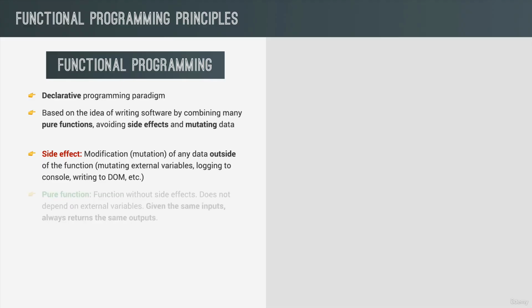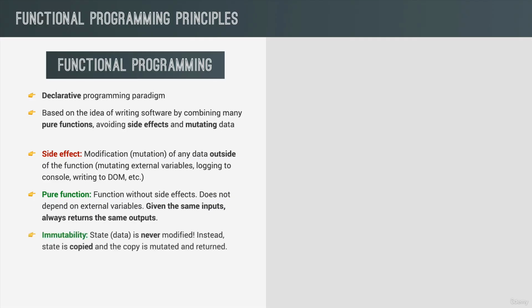Now, next up, a pure function is a function without side effects. So, basically, a function that does not mutate any external variables and that does also not depend on any external variables. So basically, if we give the same inputs to a pure function, it will always return the same output. And again, that's because it does not depend on any external variables, and it also does not manipulate them. And finally, if we look again at our definition here, we also see that functional programming is about avoiding mutating data. And we do that by using something called immutability.